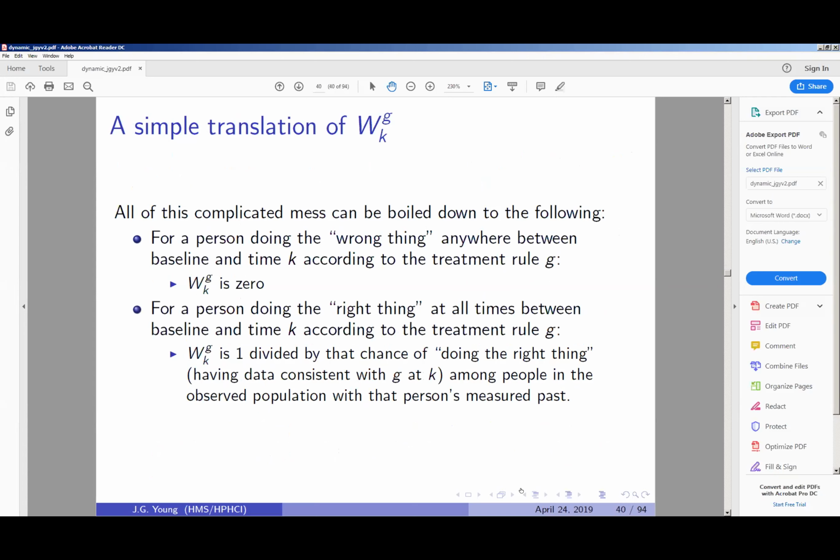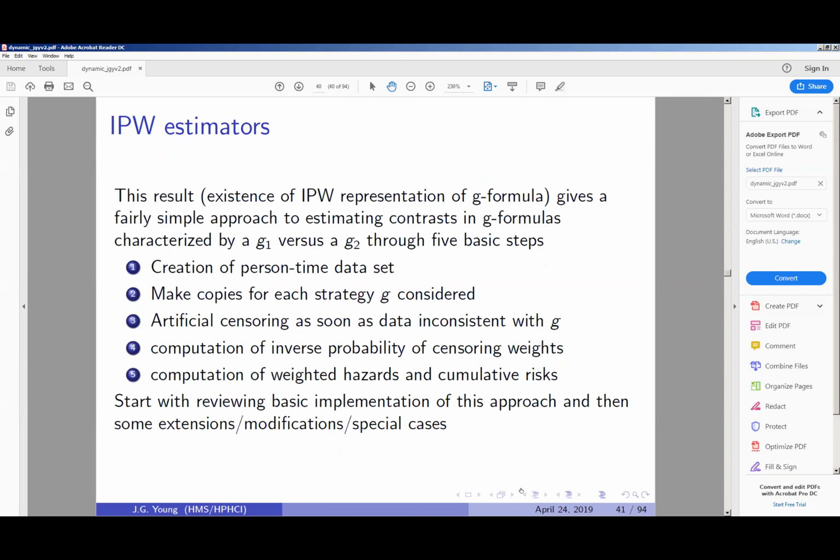So a simple translation of all of that can be boiled down to the following. For a person doing the wrong thing with respect to G, anywhere between baseline and time K, their WKG is 0. For a person doing the right thing at all times between baseline and time K, their weight is 1 over the chance of them doing the right thing in the observed data given their past. So that's what it means.